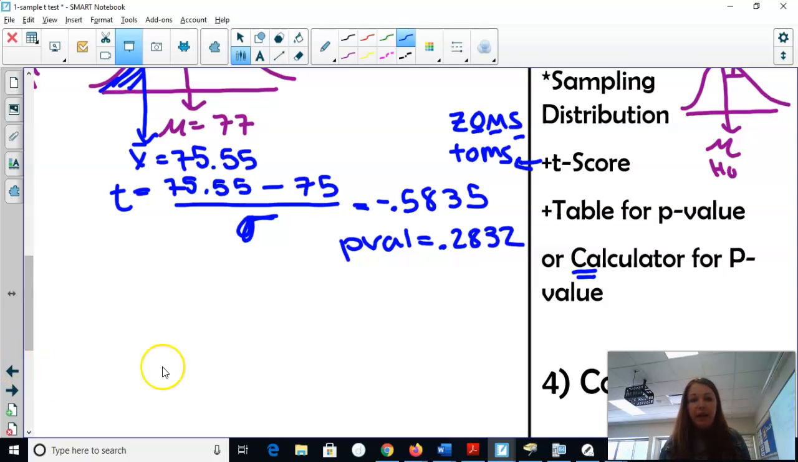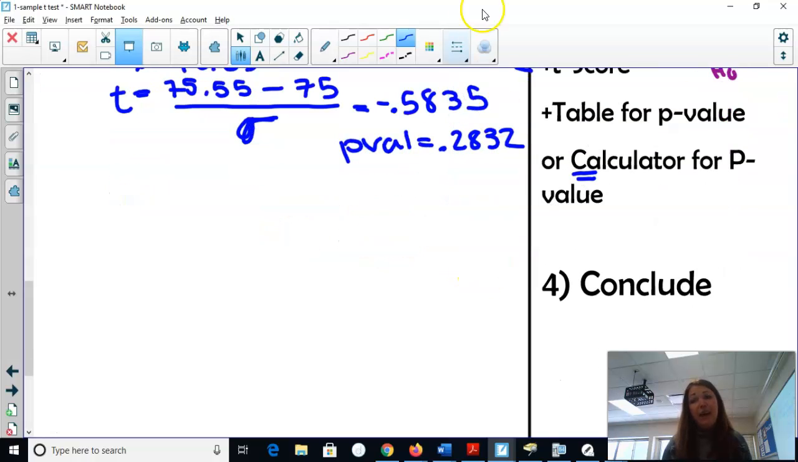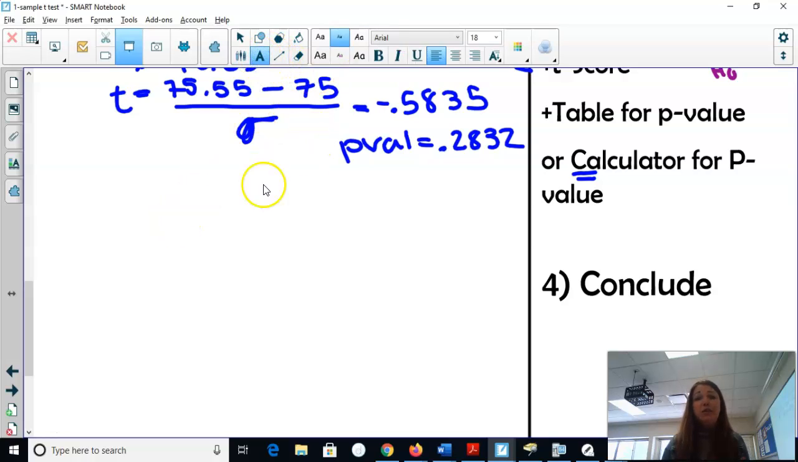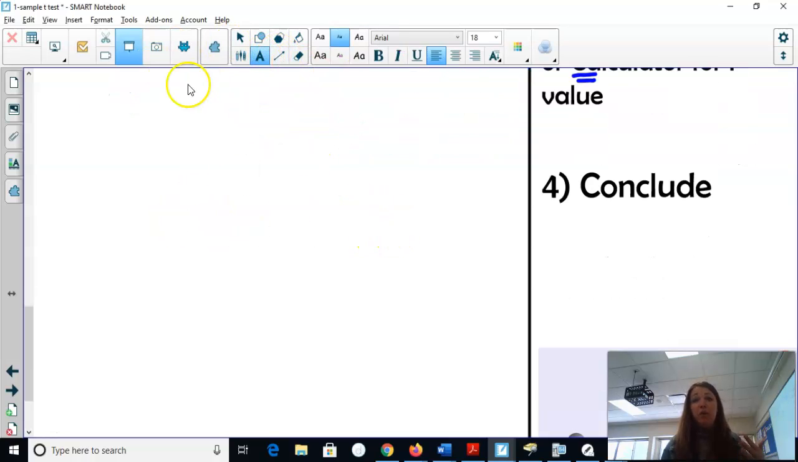Ultimately, what am I going to grade on this problem here? I want to see that you know how to get that t-score: my observation, my x bar, minus my mean, divided by my standard deviation. I want to see what that t-score is, and I want to see a p-value. And now I need to conclude. I need to conclude just like I've been doing for my other test, my one sample z test.